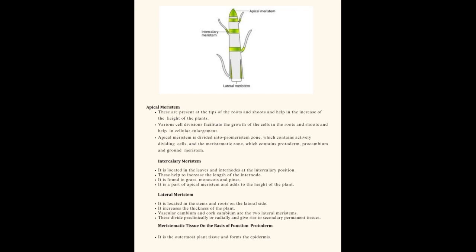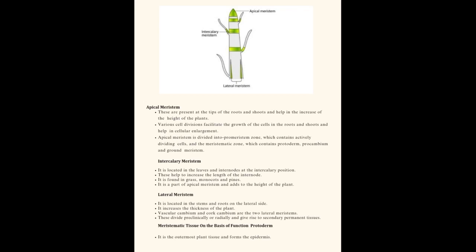Intercalary meristem is located in the leaves and internodes at the intercalary position. These help to increase the length of the internode. It is found in grass, monocots and pines. It is a part of apical meristem and adds to the height of the plant.